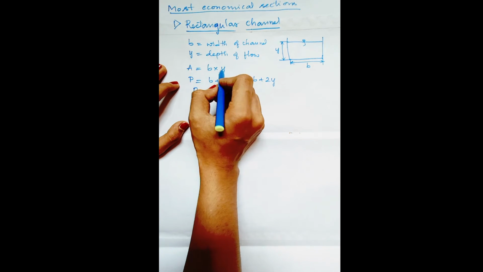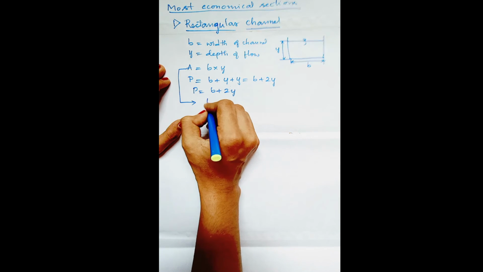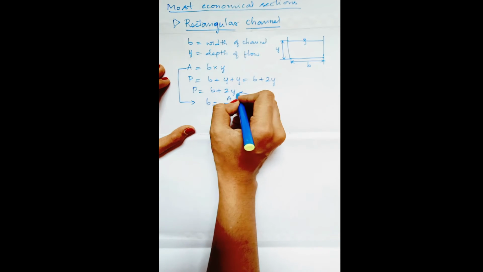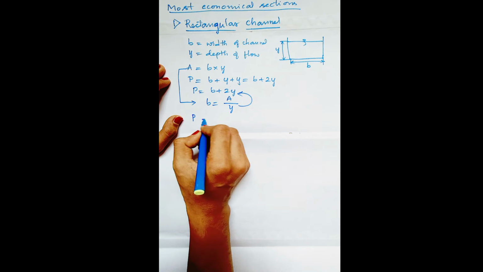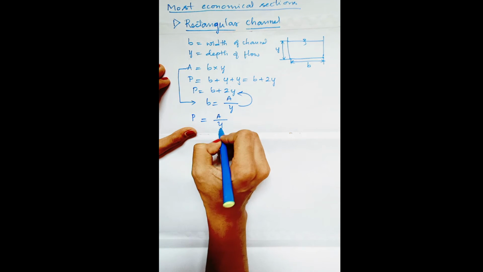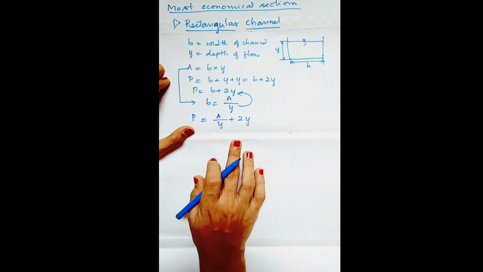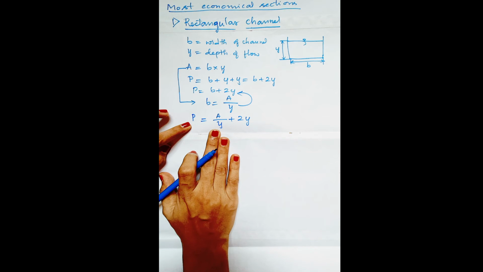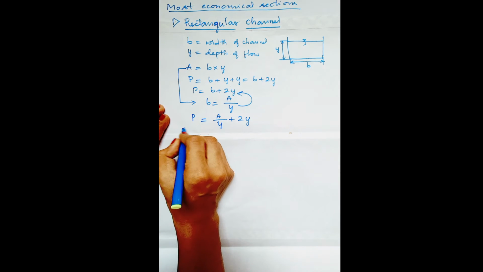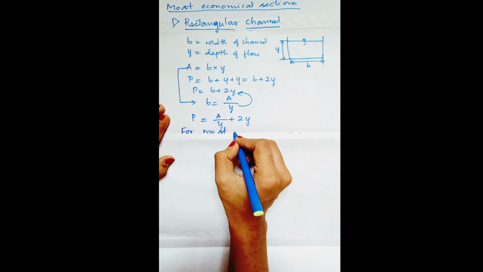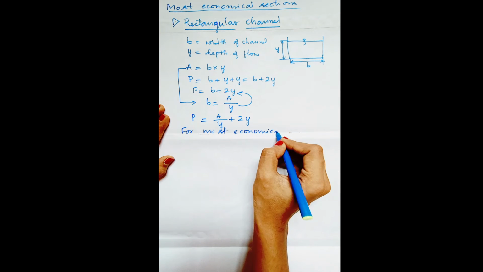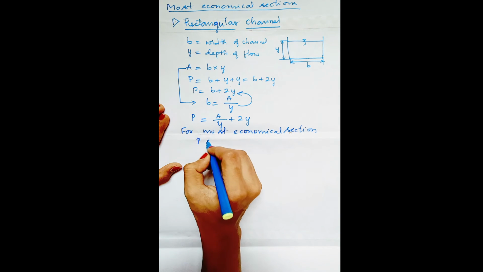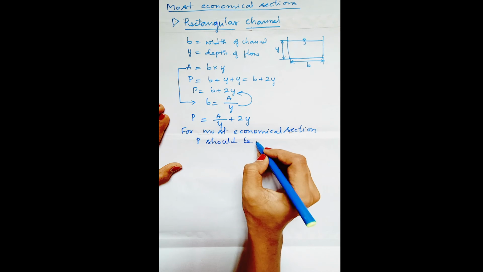From the area of the flow, B will be equal to A divided by Y. So let us substitute this B in the perimeter equation. You will get P is equal to A by Y plus 2Y. So what is the condition? As I have already told, the condition for most economical section is that P should be minimum.